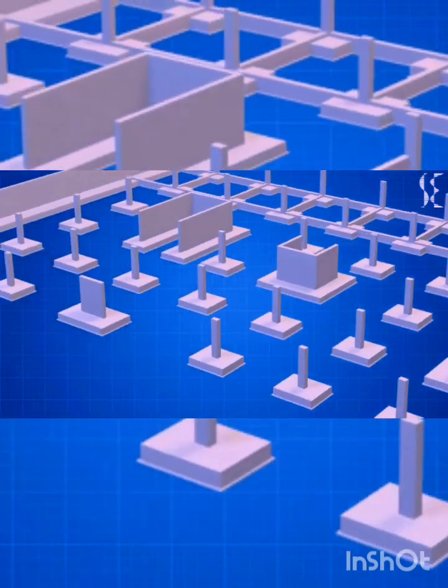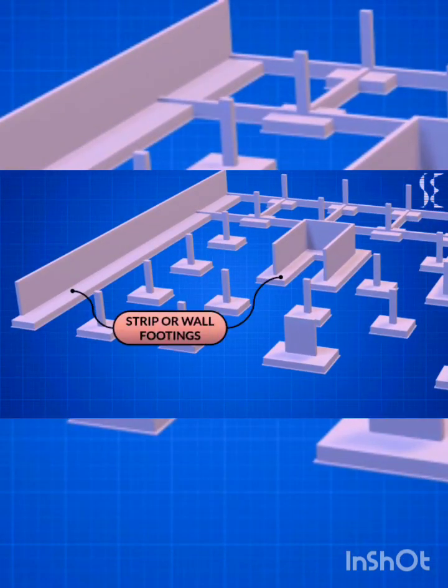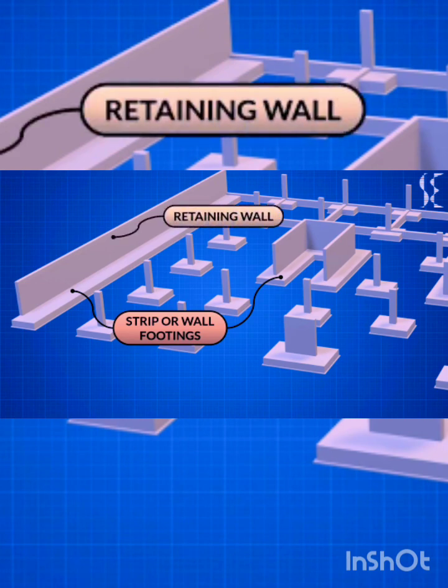Next is strip or wall foundations, which are long strips especially for reinforced concrete walls or load-bearing masonry walls. The concrete walls on strip footings can be retaining walls, basement walls, or core walls.